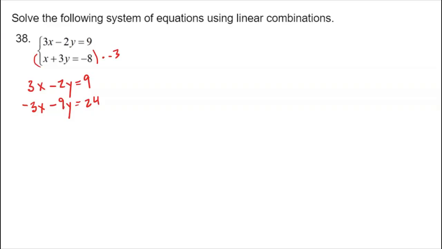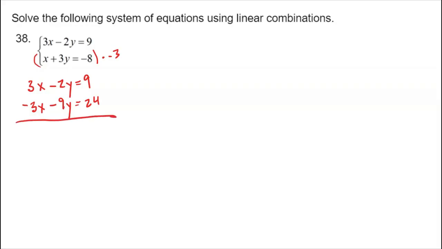We obviously have a couple different things we could do. We can multiply the bottom by positive 3 and the top by negative 1. That will turn the top into a negative 3x and the bottom to a positive 3x. We can also multiply the top by 3 and the bottom by 2 to get those to be negative and positive 6y's as well. A couple different options, all are going to get you the same final answers.